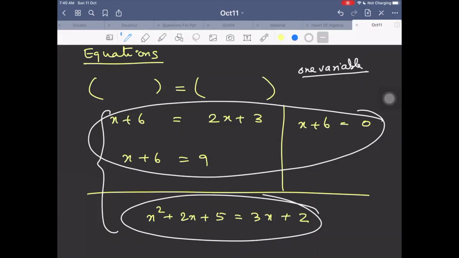Yeah, the first ones are what we call linear equations, because the highest power of x occurring in the equation is x power 1. So we call it a linear equation. And here, what do we call this equation? We call it a quadratic equation, because the highest power of x that occurs in the equation is second degree, an x squared term. So this is called a quadratic equation.